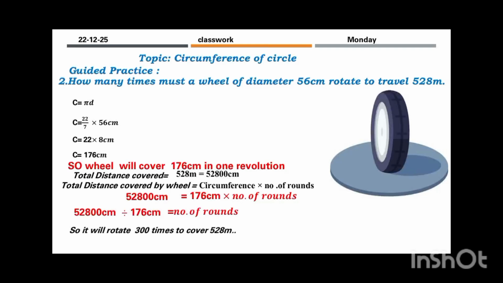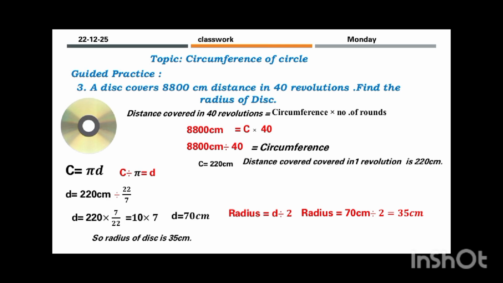52,800 centimeters. Now the total distance covered by the wheel is equal to circumference multiplied by number of rounds. Here we have to find the number of rounds. So you're going to bring the circumference here and divide it, that equals the number of rounds, so it's going to rotate 300 times to cover 528 meters.